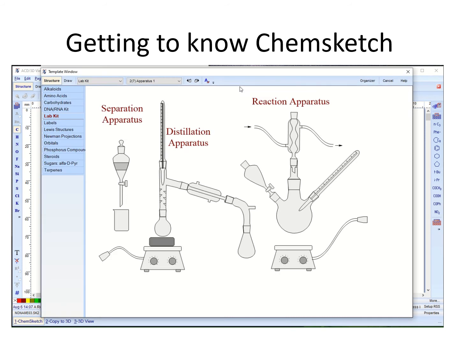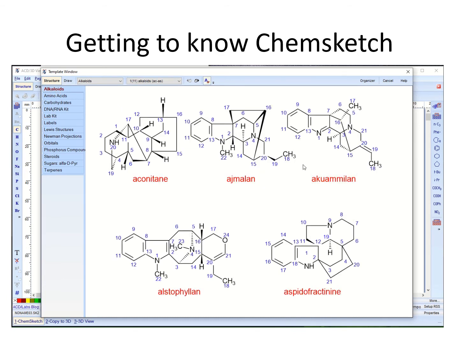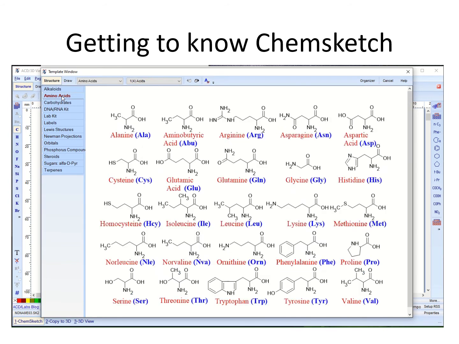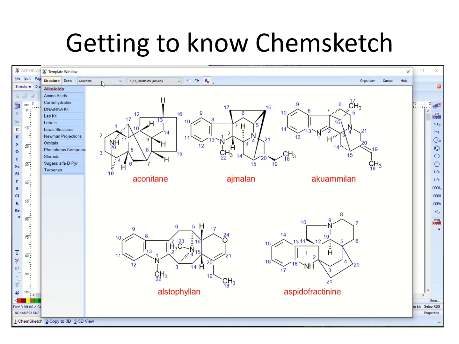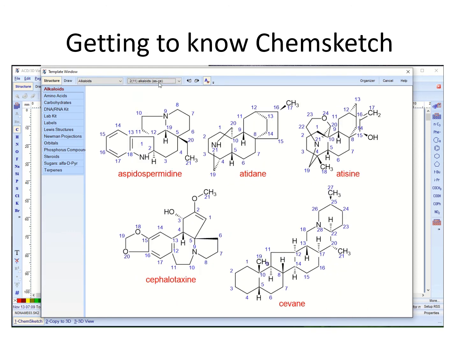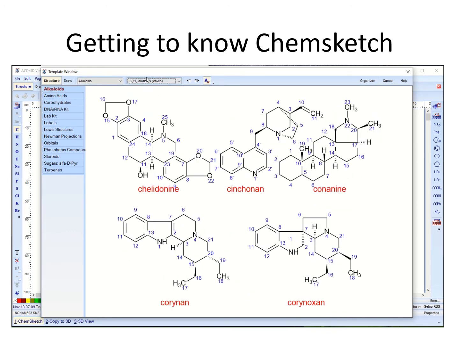teach you the extra things that we have here in ChemSketch. First is the template window. You can either have a structure and a draw. First, you can choose from a list of alkaloids, so you don't have to draw it on your own. There's a lot of choice, and you can see from the alkaloid itself there are a few other types of alkaloids on the right side.